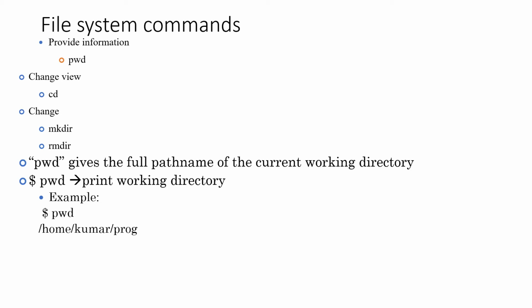First one, to provide information, we are using the pwd command. Pwd gives the full path name of the current working directory. The expansion of pwd is print working directory. For example, you type pwd at the prompt and then enter, that shows /home/kumar/program, from root. From that, home is a subdirectory, from that kumar is a subdirectory, and from that program is considered.